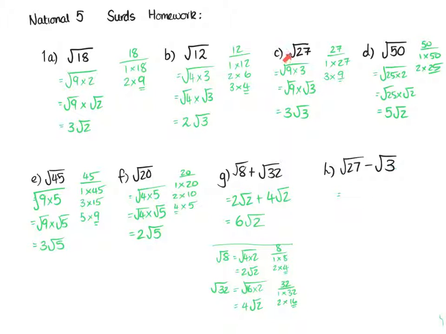And coincidentally, we've got the square root of 27 up here for part C. So we know the square root of 27 is 3 root 3, so we can just take that down. We don't have to do it again, because we know that it's 3 root 3. And then we've got to take away the square root of 3. So we're going to get 3 root 3, take away 1 root 3. So that gives us 2 root 3. Right, on to question 2.